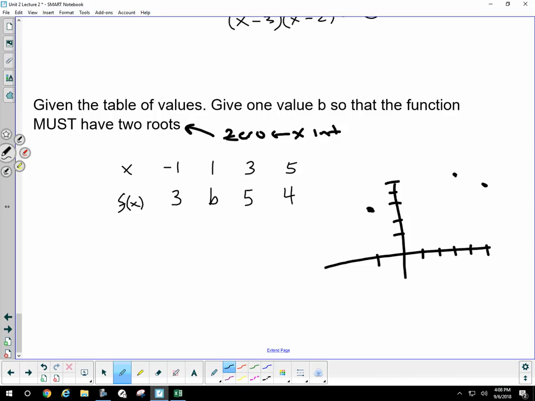-2. Yes, if we're continuous, we must pass through the x-axis twice. If that's the case, any negative value works. All right, that's good.